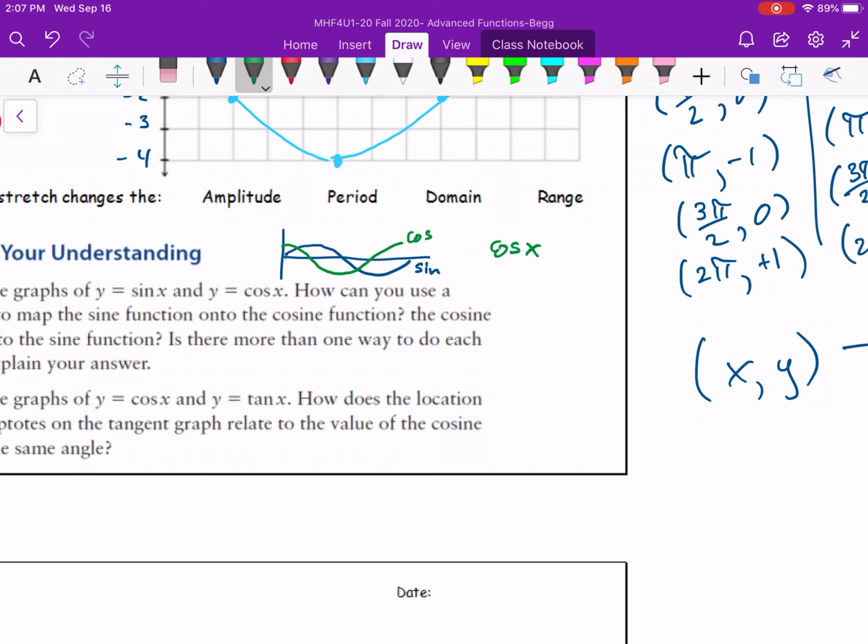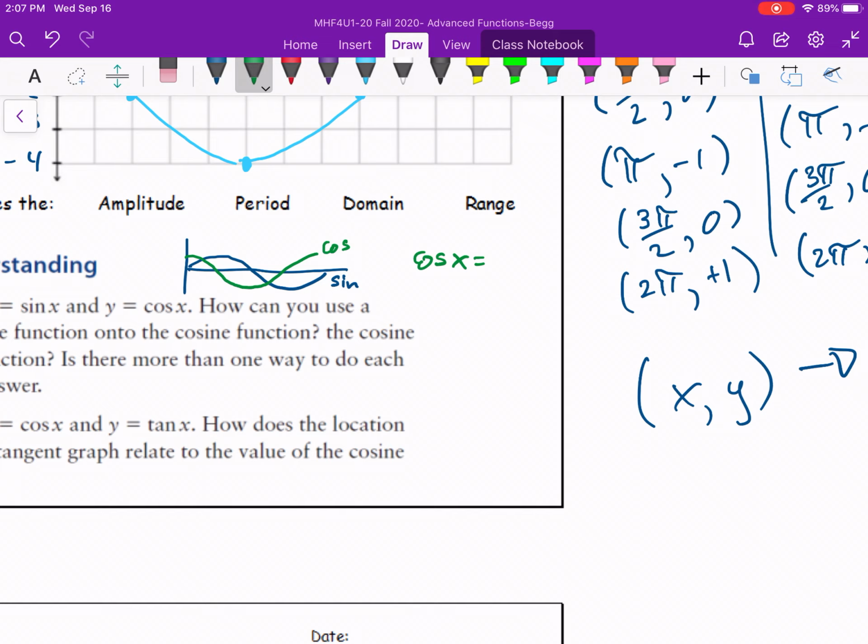Cos x as being equal to sine of x plus pi over 2, because that's how much they are apart. Pi over 2 would be the phase shift. So if I had taken the sine graph and shifted it pi over 2 to the left, then I'd get the cos graph. Or vice versa, I could say that sine x is equal to cos of x minus pi over 2. That would be taking the cos graph and shifting it pi over 2 to the right.